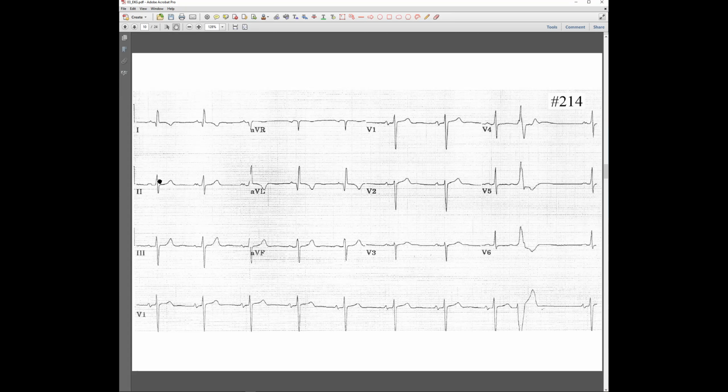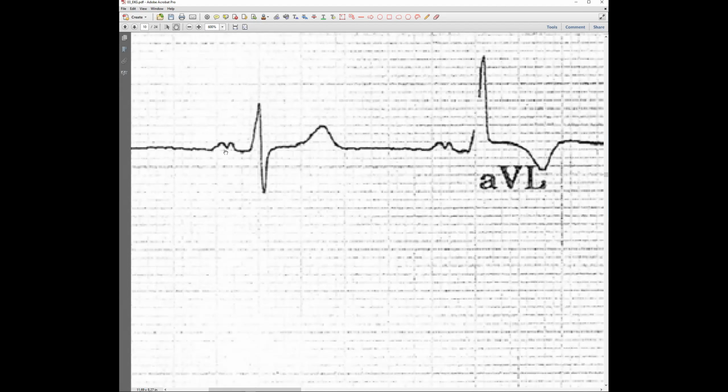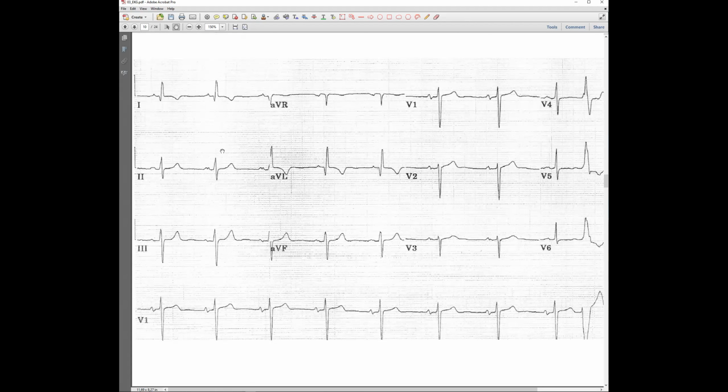The P wave is a bit problematic, especially in lead 2. How does it look? There are like two bumps, so yeah. So notched. Yeah, it's a notched P wave. We already had one. Yes, okay. It's a left atrial hypertrophy, or P mitral. Yes. Okay. Correct.